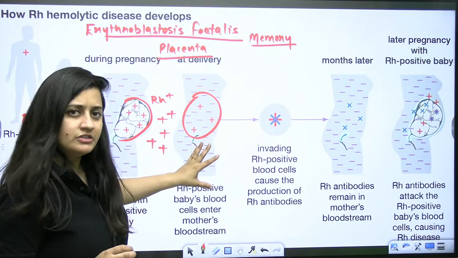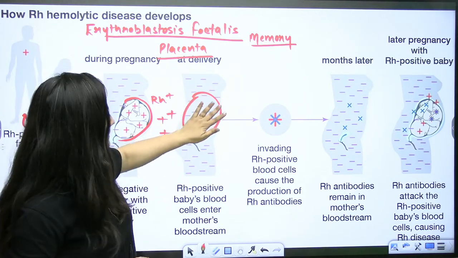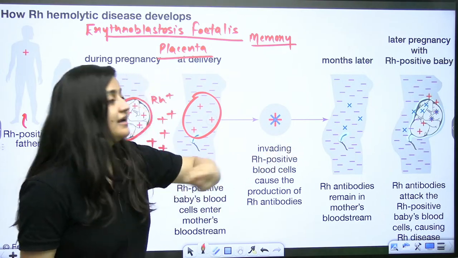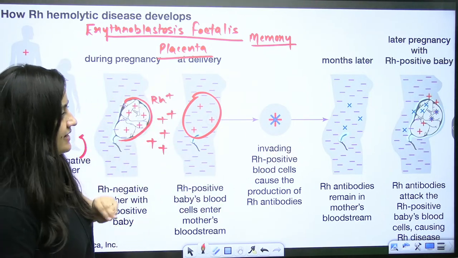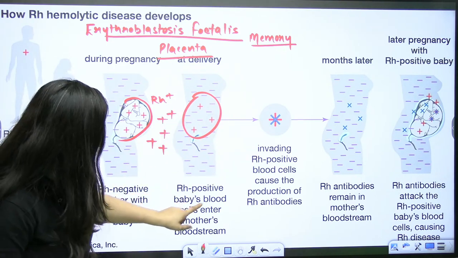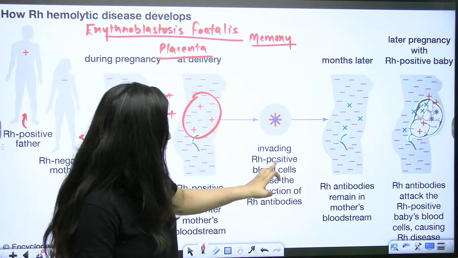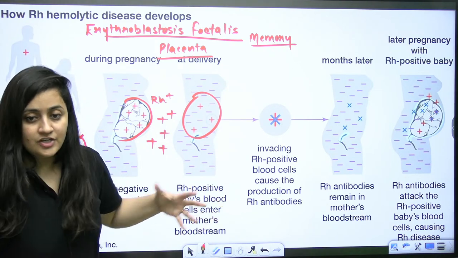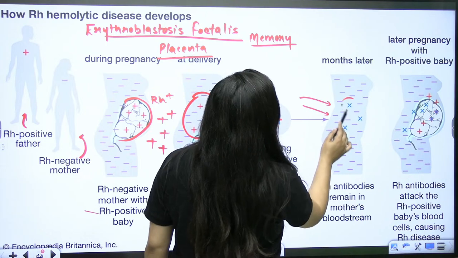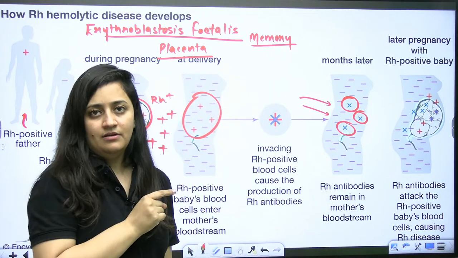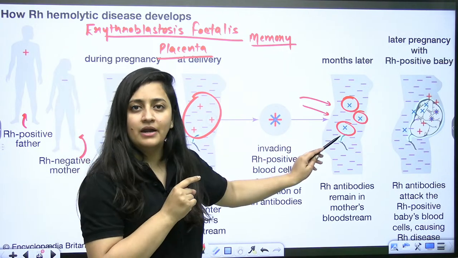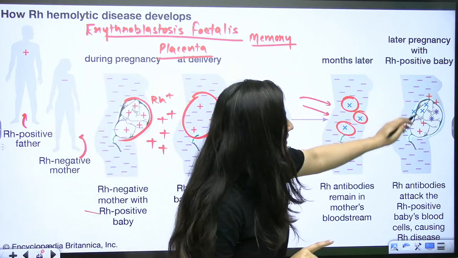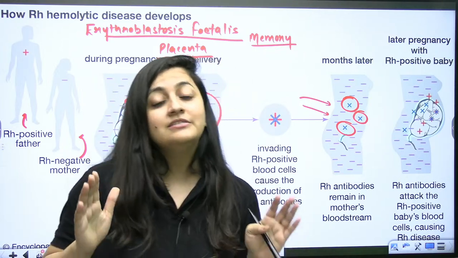So during the first pregnancy, this happened. Some Rh positive cells entered the mother's circulation and the mother's body started forming antibodies against them. But now the issue is the second pregnancy. See, they are showing this: Rh positive baby's blood cells enter the mother's bloodstream. Invading Rh positive blood cells cause the production of Rh antibodies. Now, months later, the mother has formed Rh antibodies. So if this lady ever encounters Rh positive blood, the antibodies are going to destroy those Rh positive blood cells.